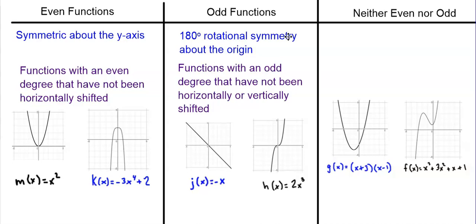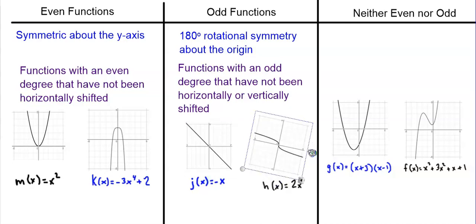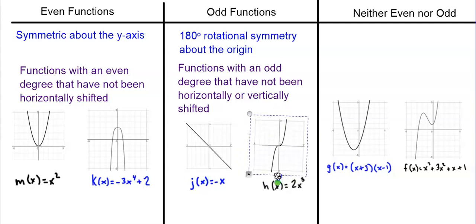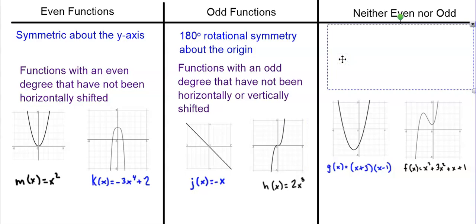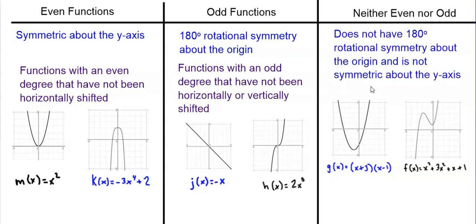When we talk about rotational symmetry, what that means is I can rotate this graph 180 degrees, where the center of rotation is the origin, and the graph looks exactly the same. This one too, I can rotate it 180 degrees, and the graph looks exactly the same. So neither even nor odd would mean it does not have 180 degree rotational symmetry about the origin and is not symmetric about the y-axis.